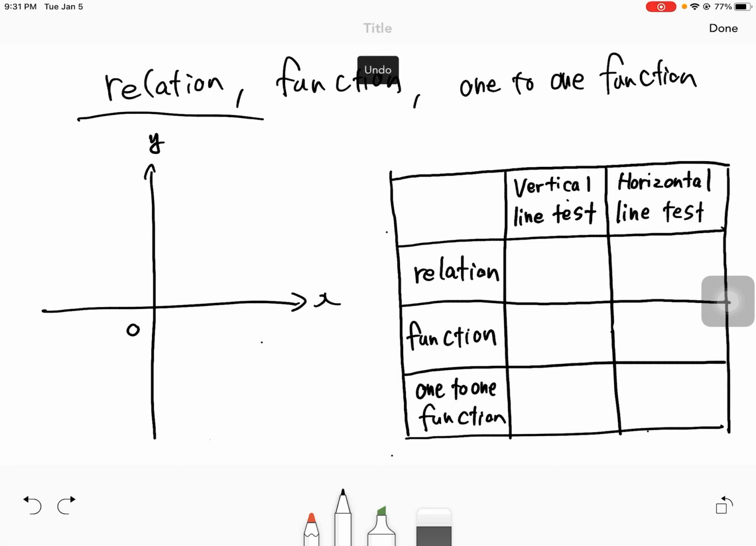Actually, you should be familiar with relation, because so far you've learned things like y equals x squared and y equals square root of x. These are all relations. The equations consisting of x and y are all relations. This is a relation. Then what is a function?